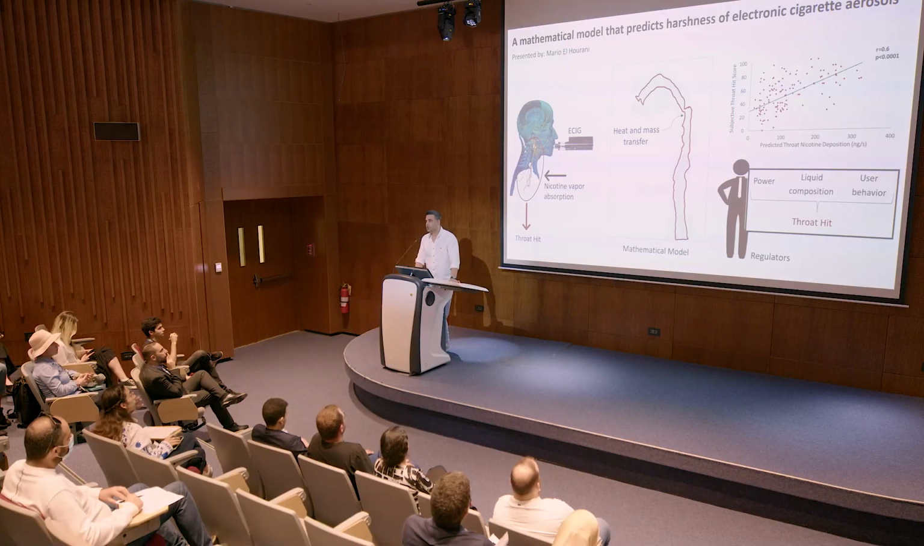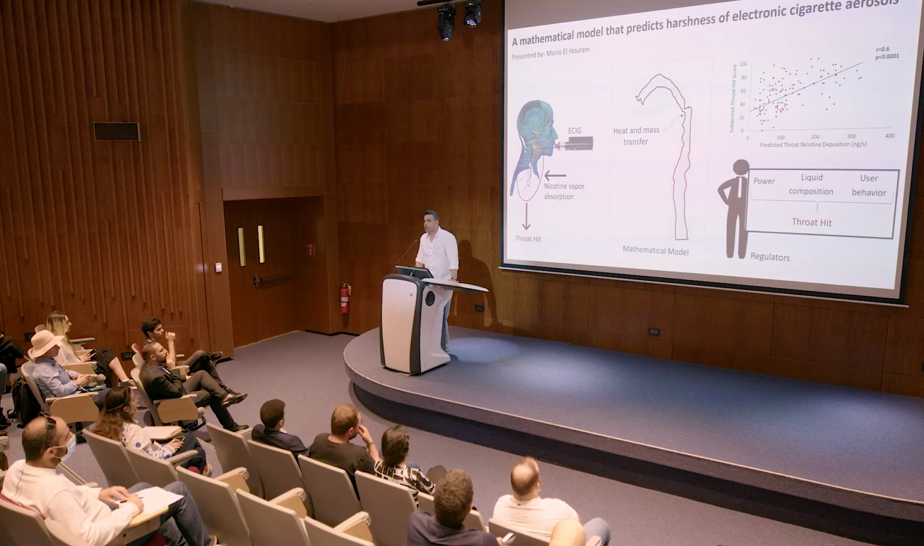But why does this matter? Knowing how harsh or pleasant a certain aerosol will be in someone's throat can help us understand how appealing it will be. And this is important information when it comes to regulating tobacco products. So it would be very useful to regulators to have a tool that can predict the harshness of electronic cigarettes, and in this work, we aimed at providing them with that tool.